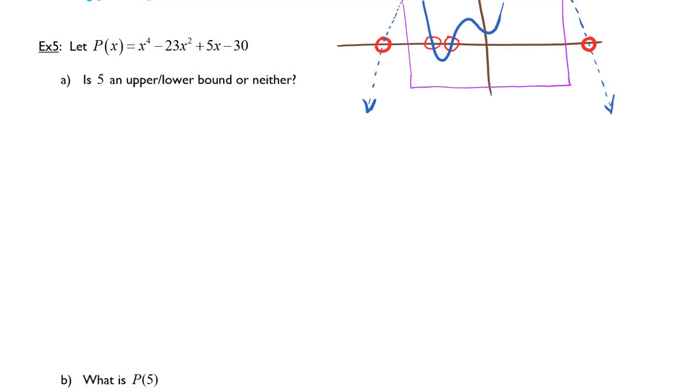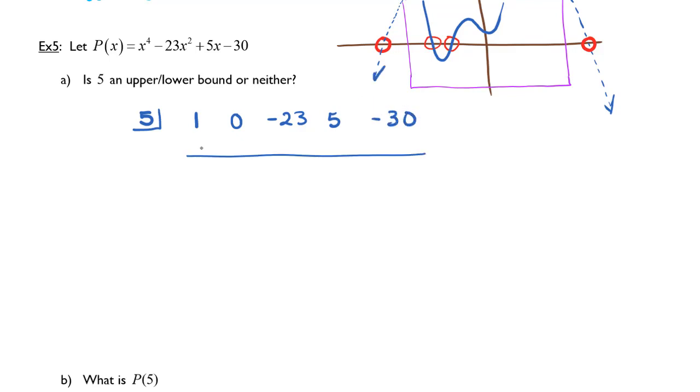So in example 5, we have p of x equals x to the 4th minus 23x to the 2nd plus 5x minus 30. If 5 is an upper or lower bound, or neither, we can check it by using synthetic division. My coefficients are 1, 0 for x to the 3rd, negative 23 for x to the 2nd, 5 for x to the 1st, and negative 30. Dropping the 1 down, I'll use synthetic division and see what happens.